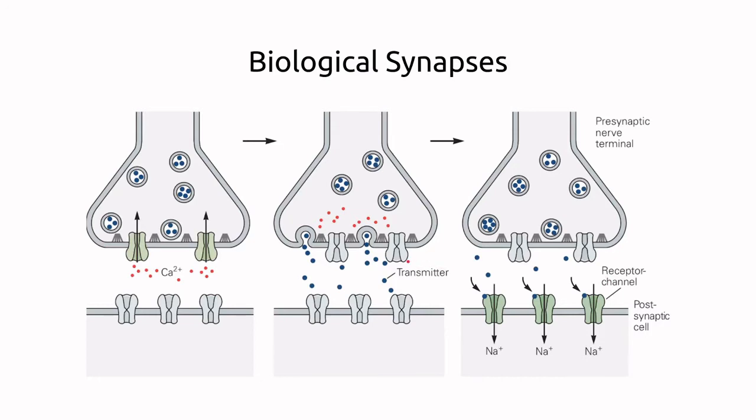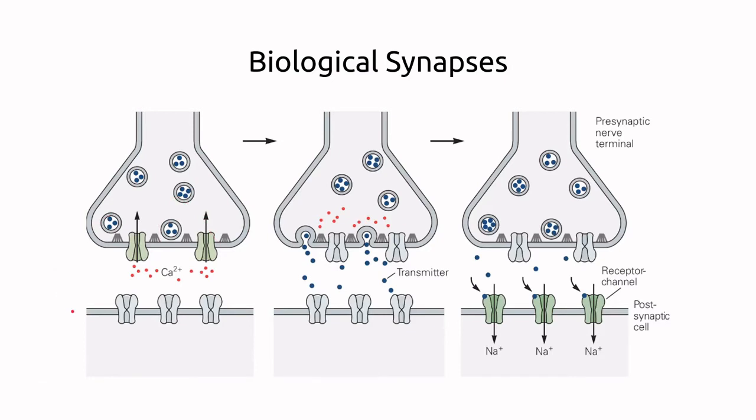The action potential, as we previously discussed, is a sudden, sharp depolarization in the membrane potential that travels from the neuron body along the axon until it reaches the axon terminal, the endpoint, where it forms a synapse with another neuron. And that's what this is here. This is the synapse.